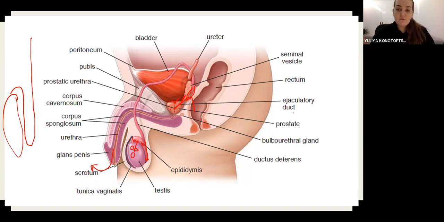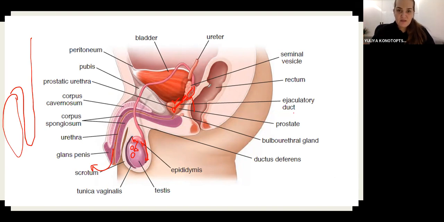Now, what happens if the male does not ejaculate? No sexual intercourse, but semen is still being made. Of course, I need to store this semen, right? So where is the semen going to go? The semen that you have just made is going to go back into the ejaculatory duct, and from the ejaculatory duct, it's going to go back into the seminal vesicle. So you could think that seminal vesicles are storage of the semen. That's the area where you will store extra semen, the semen that is not being used.